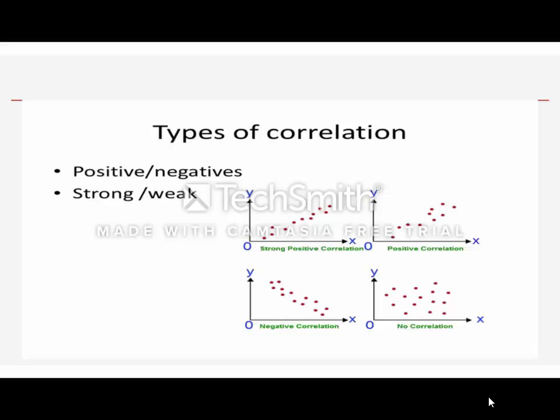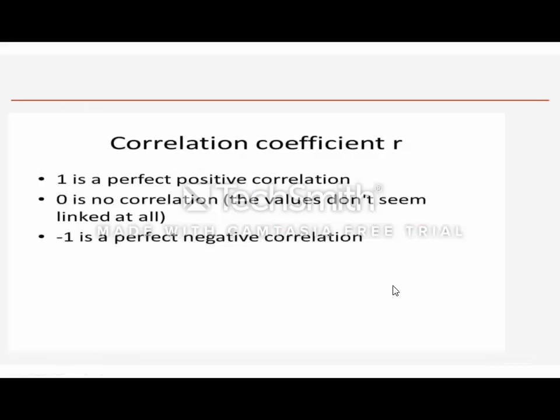As you can see in the graph, the examples we have here are a strong positive correlation, a positive correlation, negative correlation, and no correlation. Correlation coefficient R: 1 is a perfect positive correlation. 0 is no correlation, the values don't seem linked at all, and -1 is a perfect negative correlation.